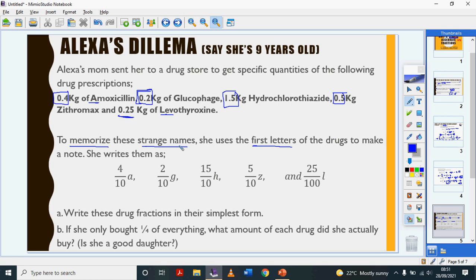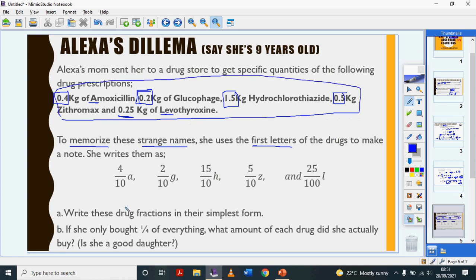So she has already simplified her work, because when you look at this, I know when you saw these names, you were like, what is going on? But I hope you can see how very simply you can simplify those names. You can simplify those expressions and write them in terms that are not so scary. So what they're asking us to do is to write these drugs in their simplest form, and I hope you can see 4 out of 10 I can reduce by 2 to get 2, and 10 divided by 2 is 5, so my answer there is 2 out of 5A, right?